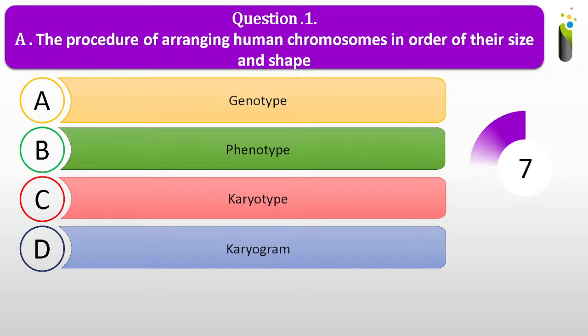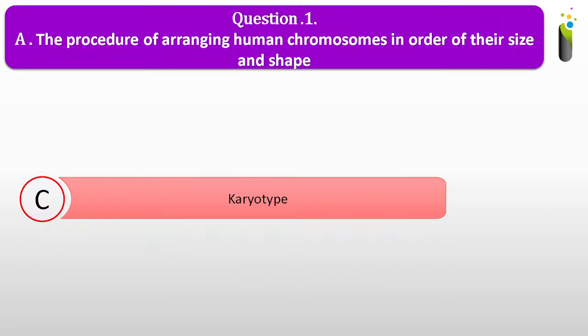So what is the procedure of arranging human chromosomes in order of their size and shape? The correct answer for this question is karyotype. Friends, please remember the procedure of arranging human chromosomes is karyotype, whereas the picture that would be obtained after arrangement of these chromosomes in the order of their size and shape is called a karyogram. So the correct answer for this question is 1C.